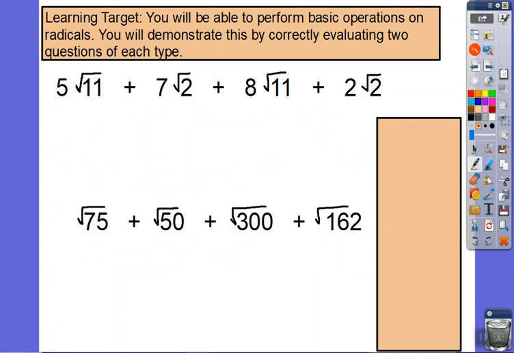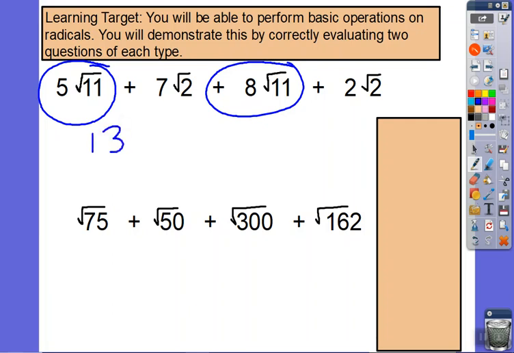So looking at our next one, we usually do like 4 pieces here so that you have something a little more interesting to put together. I'm going to look for the ones that match. So please notice I've got a square root of 11 and I've got another one. So I could put those two together, the 5 square root of 11 and the 8 square root of 11. I'm going to add to 13 square roots of 11.